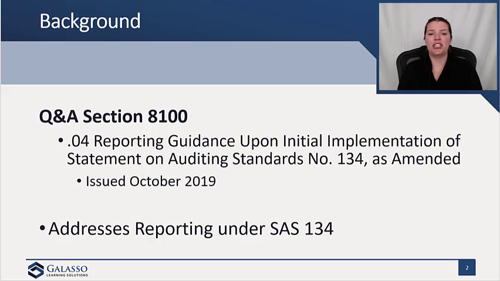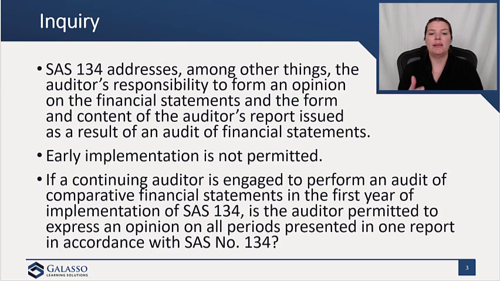So this is in Q&A section 8100, paragraph number 4, reporting guidance upon initial implementation of statement on auditing standards SAS number 134 as amended, issued October 2019. And again, it addresses explicitly SAS 134 and in particular the area related to how are we going to do comparative. So the inquiry, and this is a summary of the inquiry. The inquiry was huge. I just kind of pared it down.